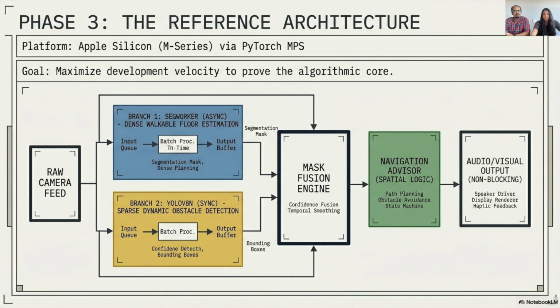Both outputs flow into the mask fusion engine, which performs confidence fusion and temporal smoothing to produce a unified walkability map. The map feeds the navigation advisor, a spatial logic state machine whose decisions are emitted to a non-blocking audio and visual output layer. So essentially, there are 5 stages, 2 parallel inference branches. Each box on this diagram exists because of something that broke in the previous 2 phases that Utkarsh described, or because of an engineering challenge that I'm about to describe.